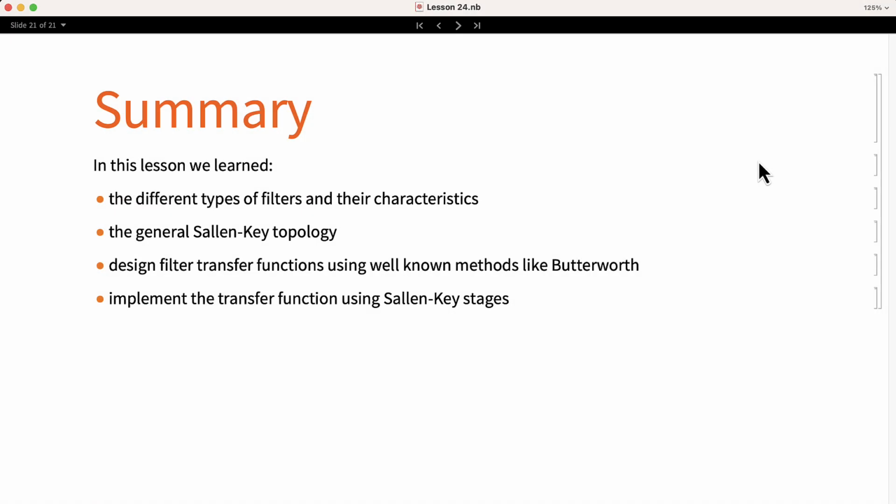As a summary for this lesson, we learned the different types of filters and the characteristics that describe them. We learned the Sallen Key topology, which is a simple second-order filter. We learned a method to design filters starting from a transfer function like the one generated by the Butterworth method. And last, we learned how to implement the transfer functions using Sallen Key stages.